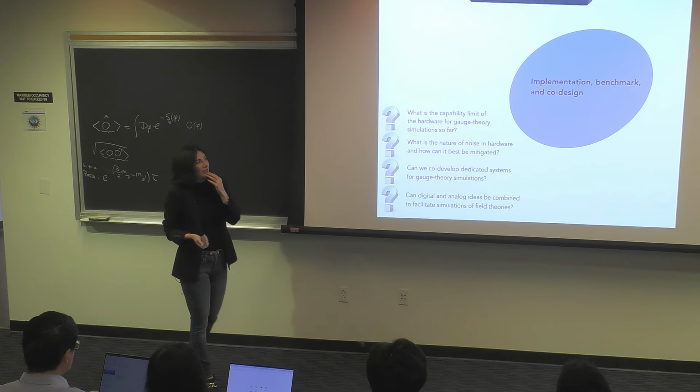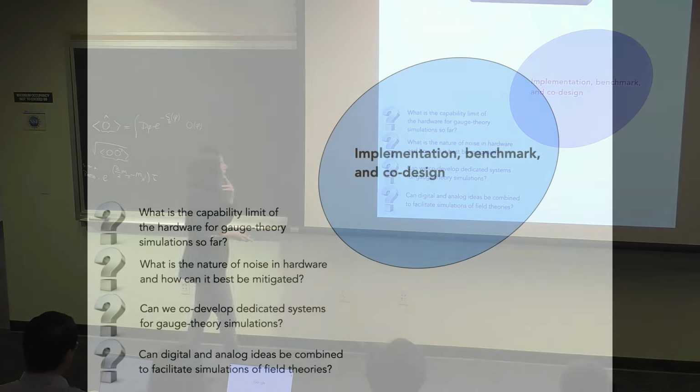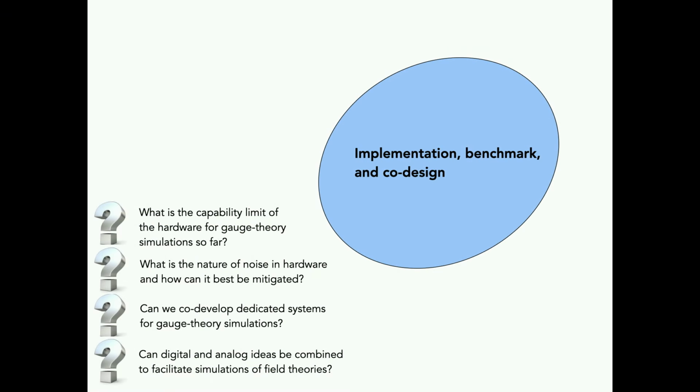And then I mentioned implementation, benchmarking, and co-design. Here it is important to understand the capability limits of the current hardware for gauge theory simulations, so we don't go crazy and come up with algorithms that are completely impractical, near term or far term. We have to have an eye on what we can do today, okay? What is the nature of noise in the hardware? How can we best mitigate it? Unless we actually do computations, we cannot learn anything about this at the moment.